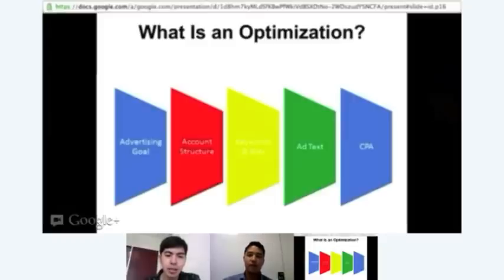So what is an optimization? As you'll see here, there are a couple of important things that you should consider. The first is the advertising goal. Does the business you're working with, for instance, just want a lot of clicks? Do they want traffic to their website? Or do they want people to sign up for their newsletters or purchase the products that they sell? From there, you want to consider account structure. Then you want to look at keywords and bids, ad text, and ultimately CPA. By CPA, we mean cost per acquisition. So for those of you tracking the selling of products like hats or backpacks, you want to see if you're able to sell those products at a price that's profitable for your company. Those are all the things on the higher level to consider when optimizing the campaign.